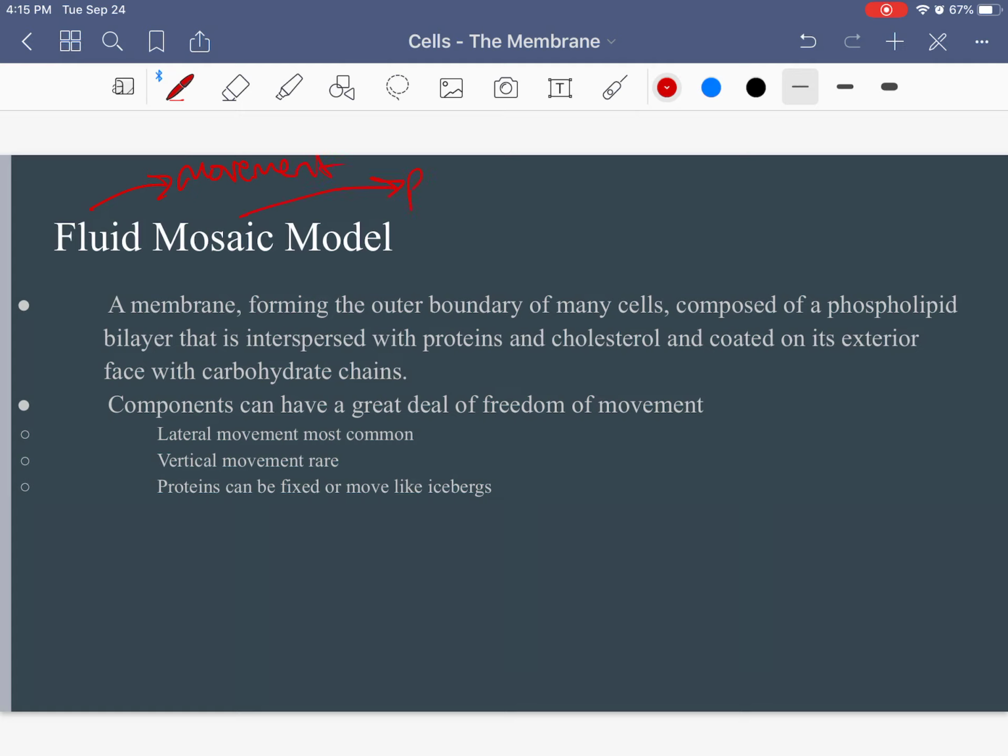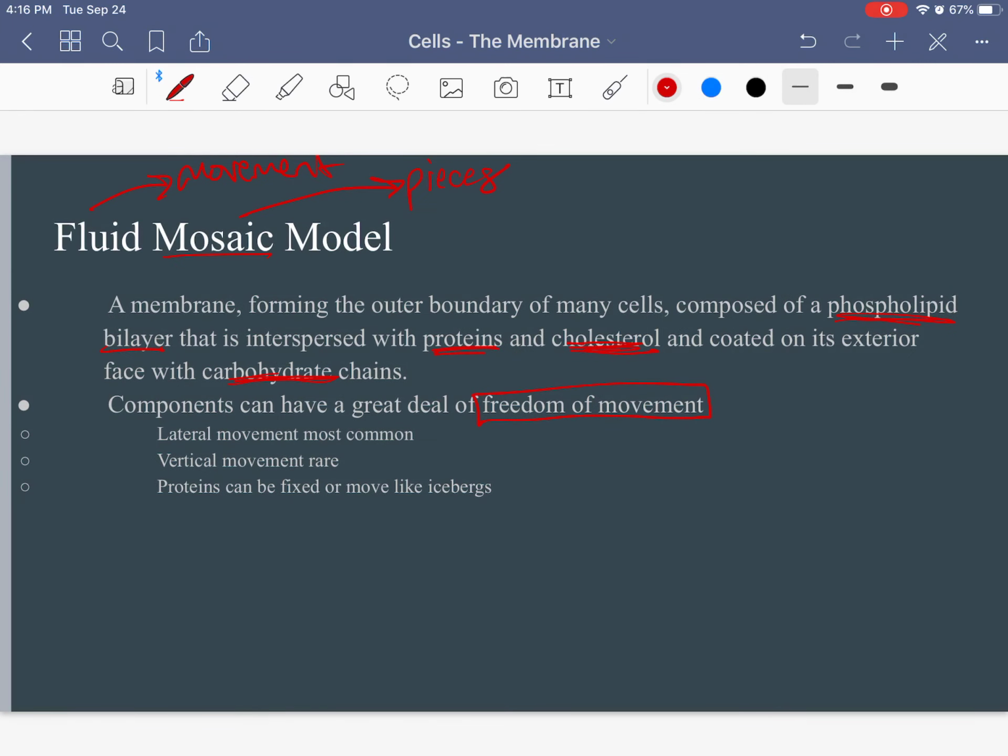Mosaic meaning that we have a whole bunch of different pieces. So a membrane forming the outer boundary of most cells is composed of a phospholipid bilayer that is interspersed with proteins and cholesterol, and it has carbohydrate chains. So these are the pieces, the mosaic of our model. All of these components, the proteins, the cholesterol, the phospholipids, the carbohydrates, have a great deal of freedom of movement. This is the fluidity of our model.